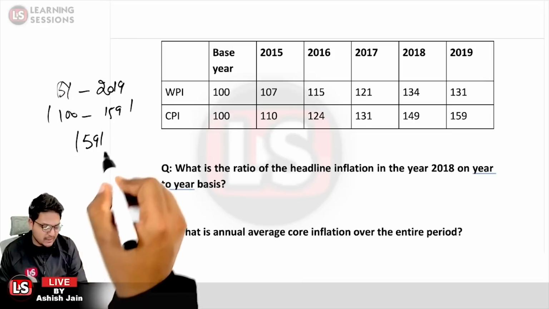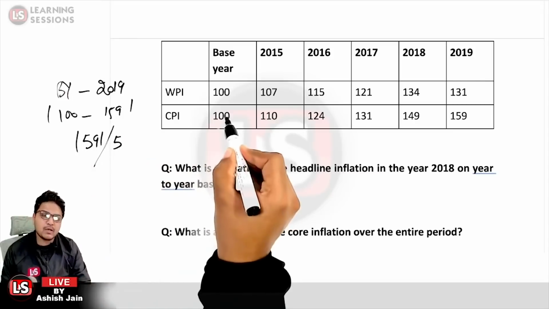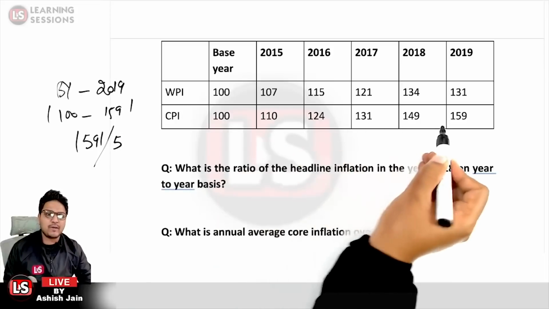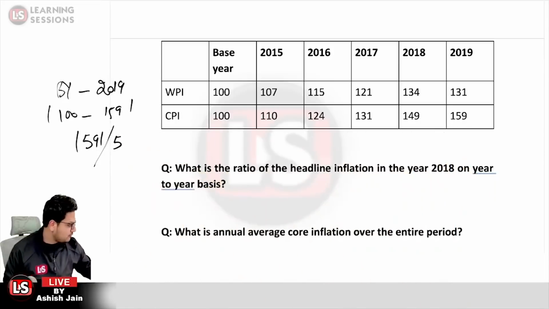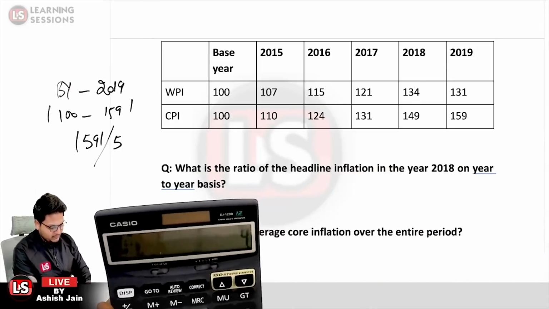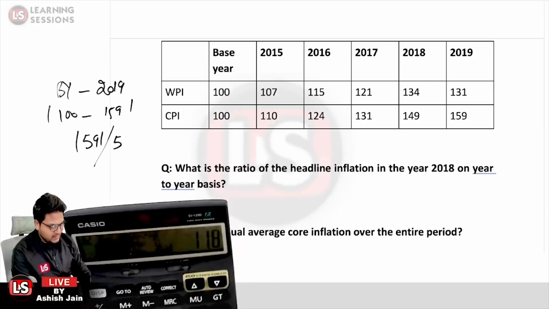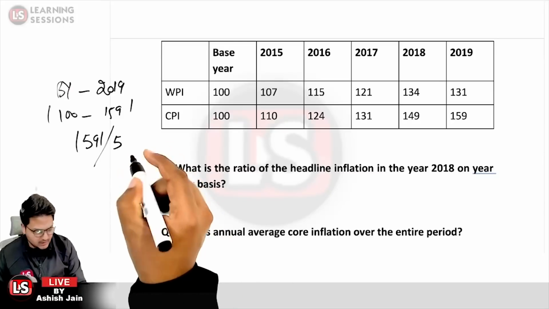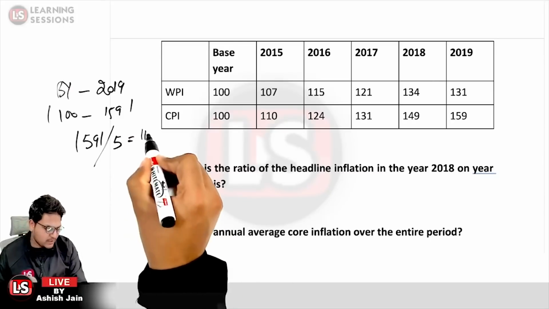And we need to calculate the average. So we will be dividing it by 5, that is 1, 2, 3, 4, 5. So 59 divided by 5 comes out to be 11.8.